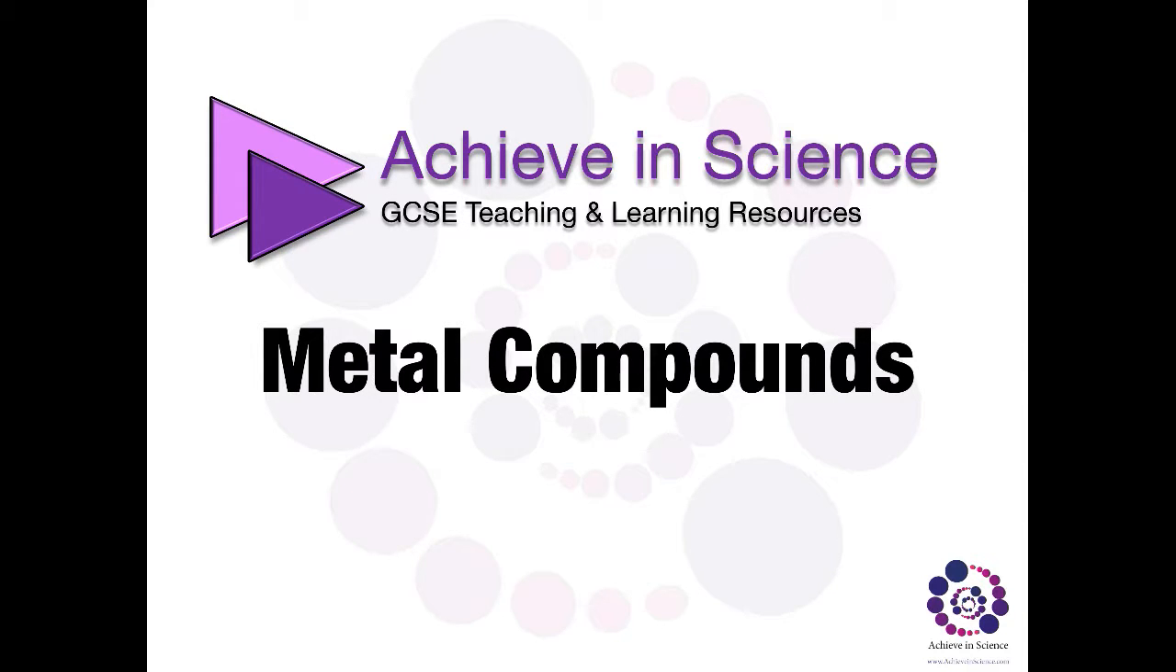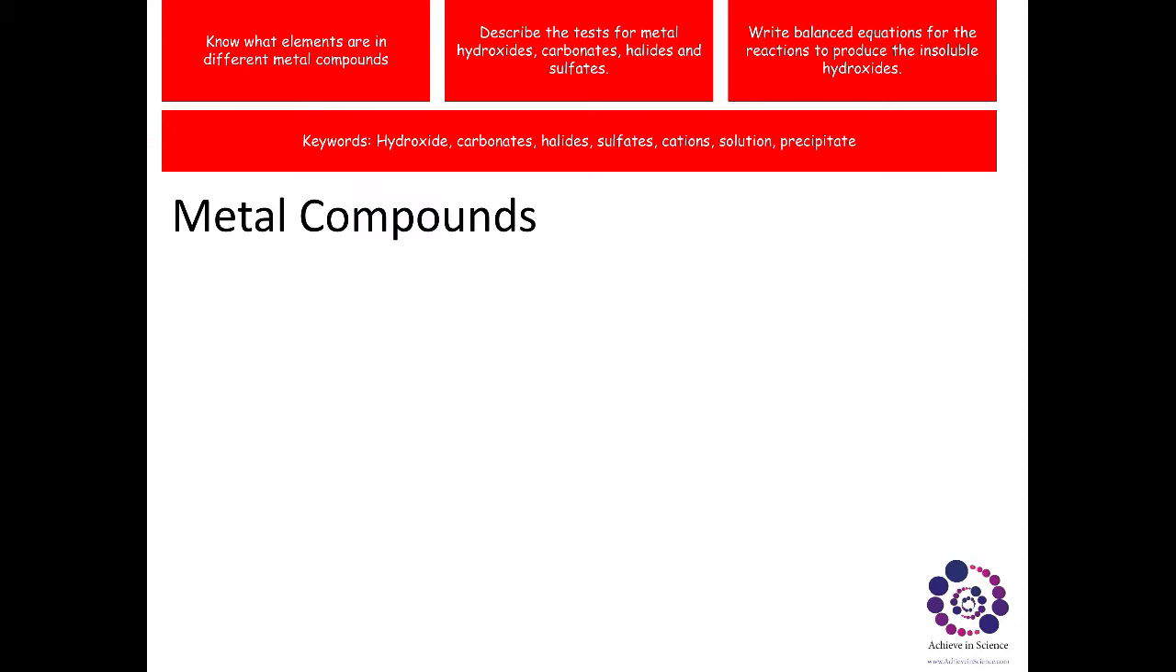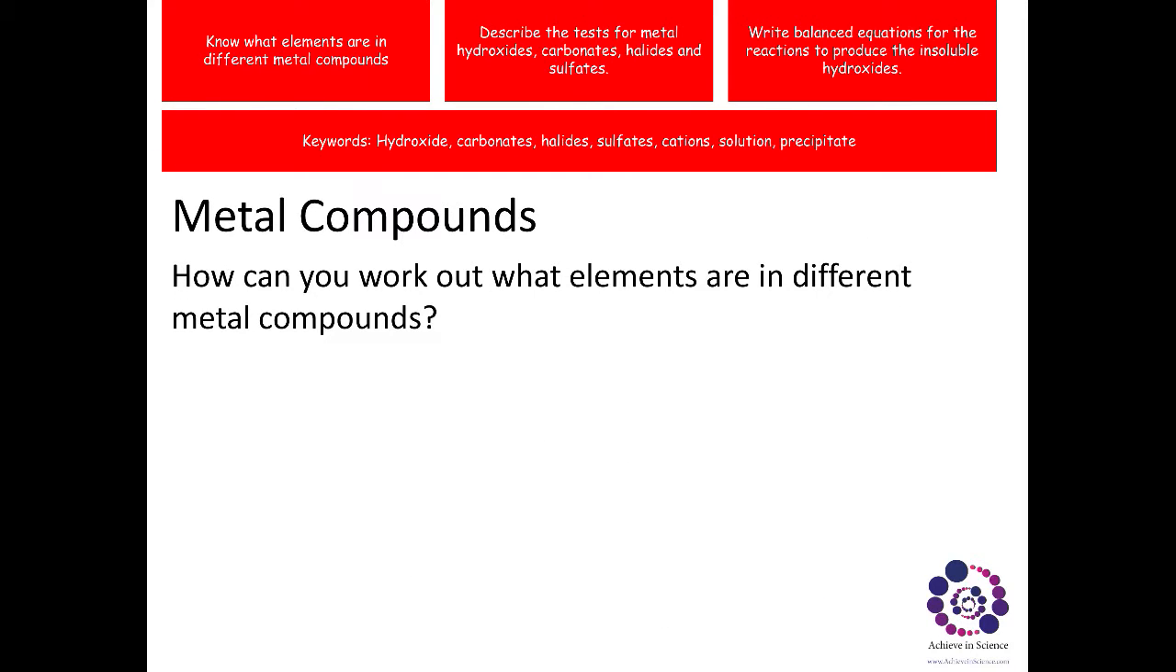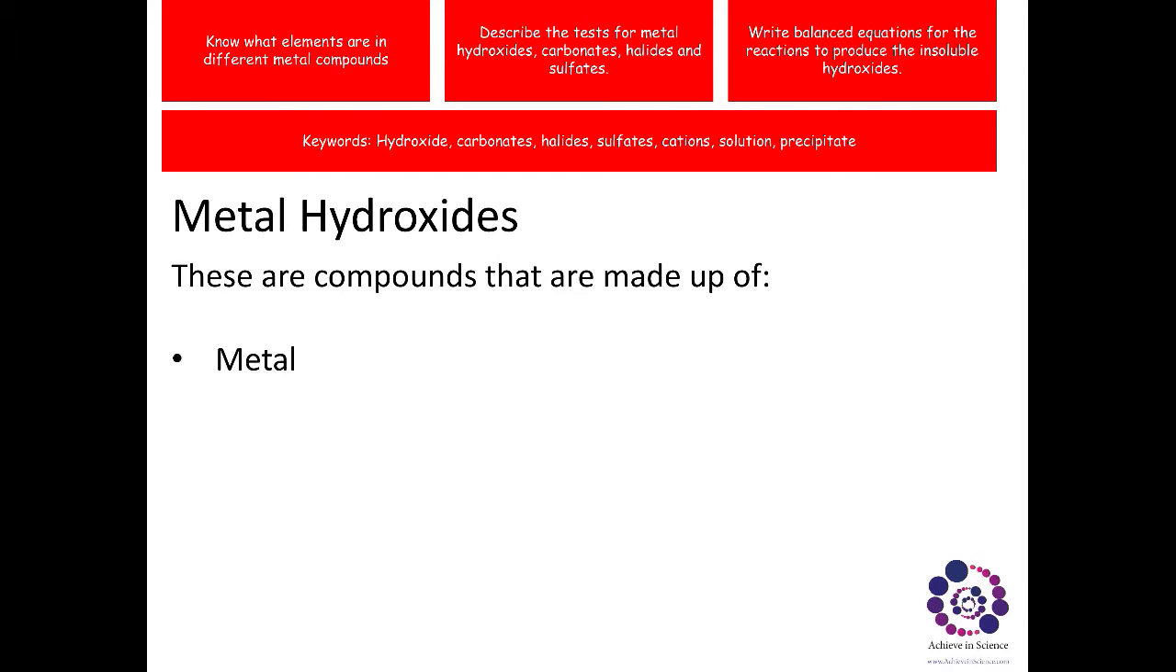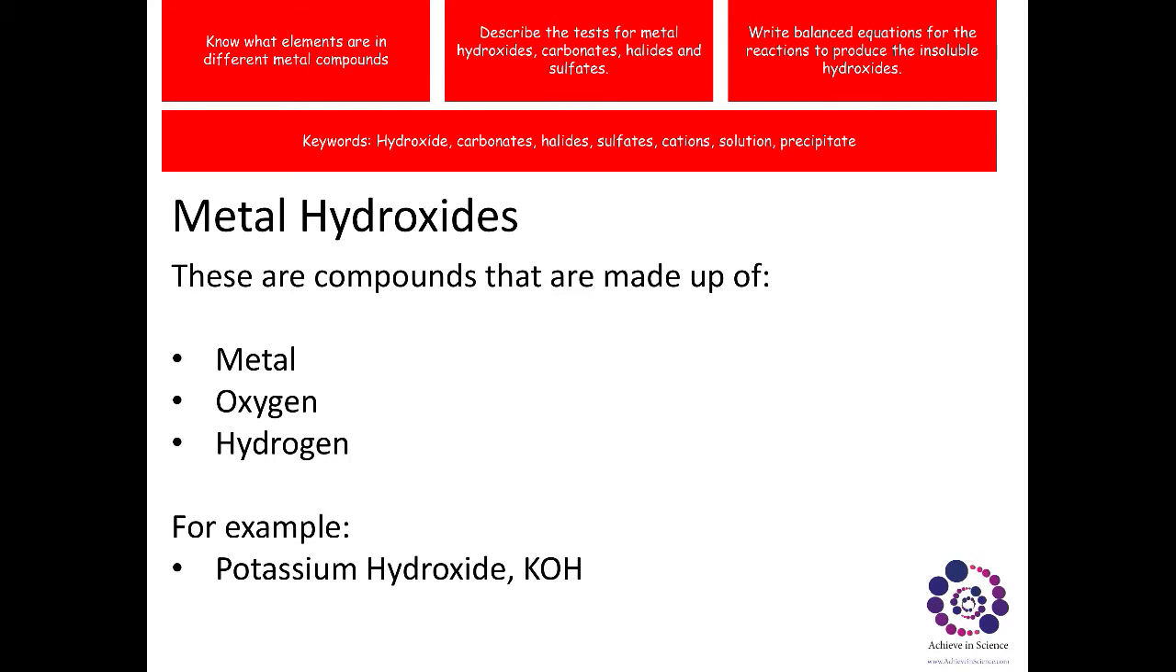This video is going to look at metal compounds and their identification. Let's just begin by looking at metal compounds and how you can tell what elements are in different metal compounds. We begin with metal hydroxides. Metal hydroxides are compounds that contain a metal, oxygen and hydrogen. For instance, potassium hydroxide. Potassium being the metal, and it is combined with oxygen and hydrogen and has the formula KOH.